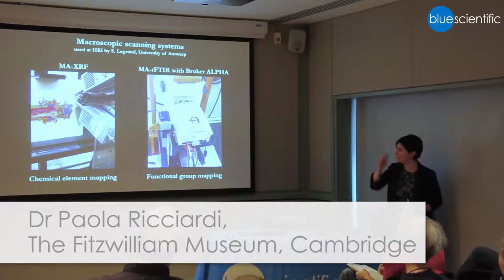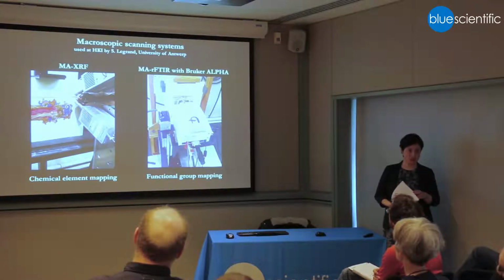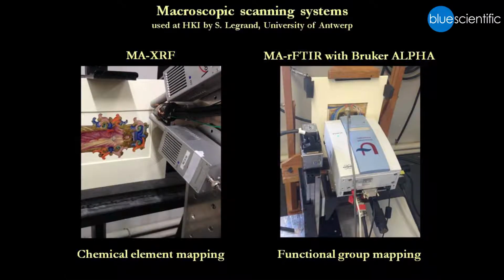Now my next example is again on a manuscript, but it adds another dimension to the chemical maps, because when Stein from the University of Antwerp last visited us, he also brought his Alpha, the Bruker portable FTIR spectrometer, which he had mounted on a carriage to use it as a scanner. The great thing was that we could scan the same object and have both chemical element maps and functional group maps and combine those together, and that really helped specify the nature of some of the pigments that we were identifying.